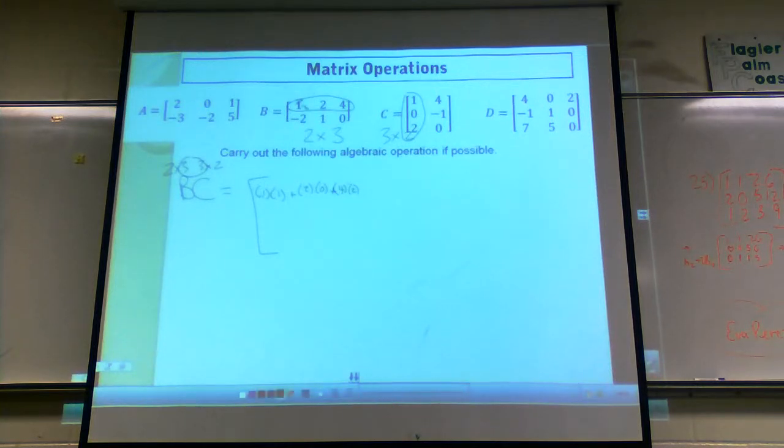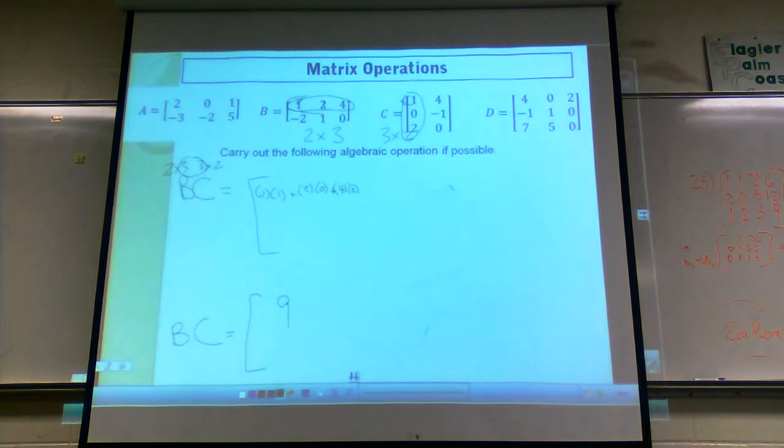So again, first number by first number, second by second, third by third. Remember, this entry is in the first row and first column. So to get it, I had to take the entire first row of that one, multiplied by the entire first column. Once you add all that up, you get one number, which will become 1 plus 0 plus 8, so 9.